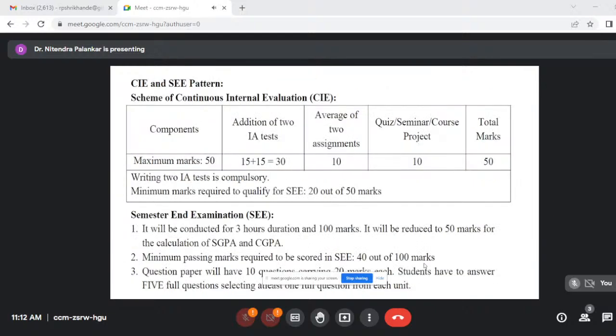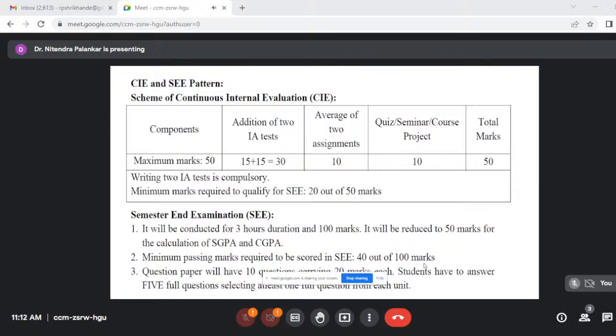Now the mode of examination is the same as for almost all the other subjects in your scheme. We have 2 IAs, 15 marks each, and the addition of the 2 will be taken. Then there are 2 open book assignments, 10 marks for that. Then quiz, seminars and course activities, 10 marks, and in total you will have 50 marks. Writing 2 IAs is compulsory, and the minimum marks required to qualify is the same, that is 20 marks out of 50 for SEE. Other rules and guidelines are also mentioned here. It will be a 3-hour examination of 100 marks. So the same rules that apply to the other subjects apply to this subject also.